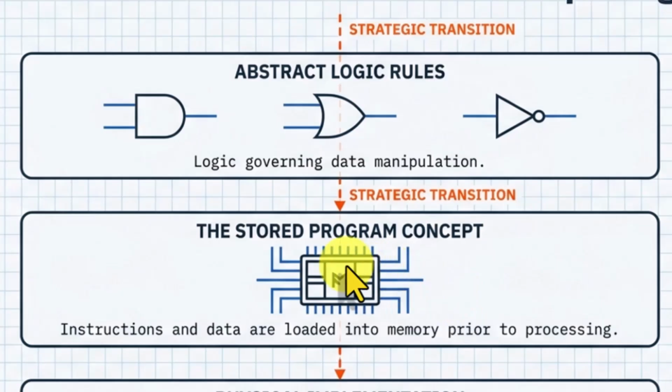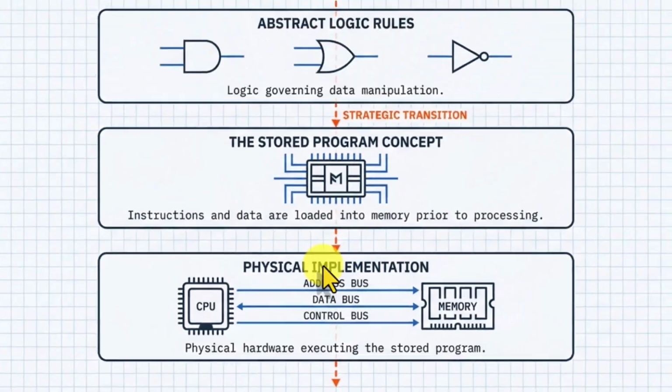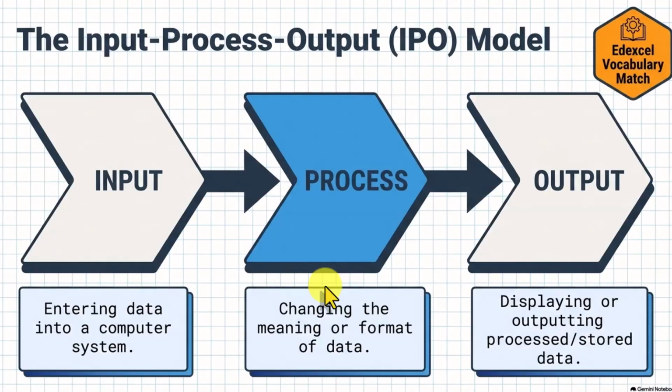Instructions and data are loaded into memory prior to processing, and the physical implementation of that: how the instructions are performed or executed inside the computer. We will be talking about the different physical parts and their roles in the computer. So first of all, we have to understand the input process output model, or the IPO model.